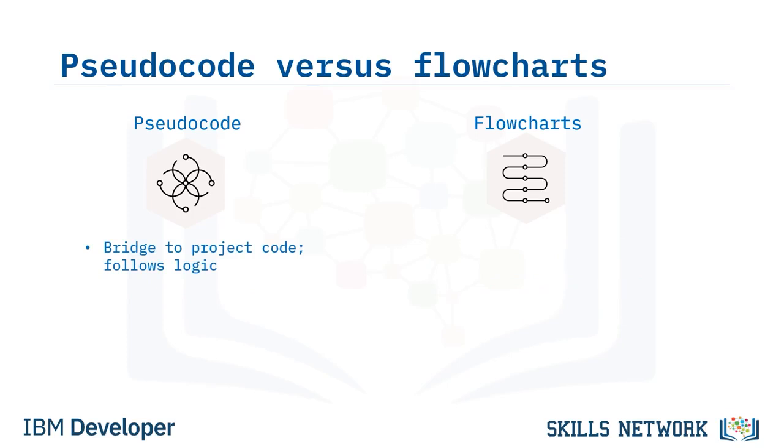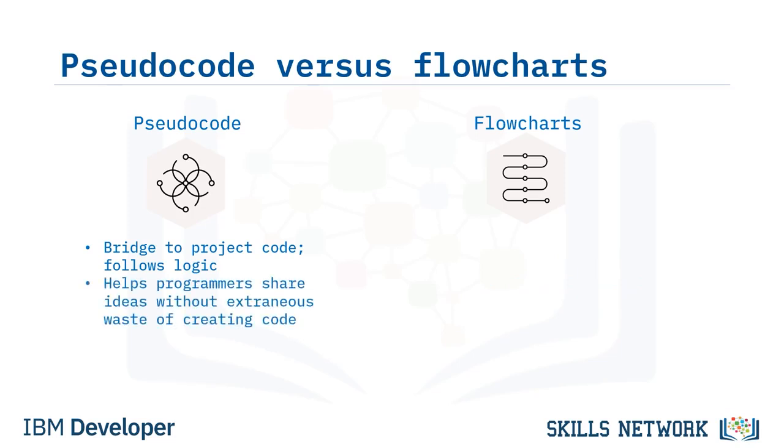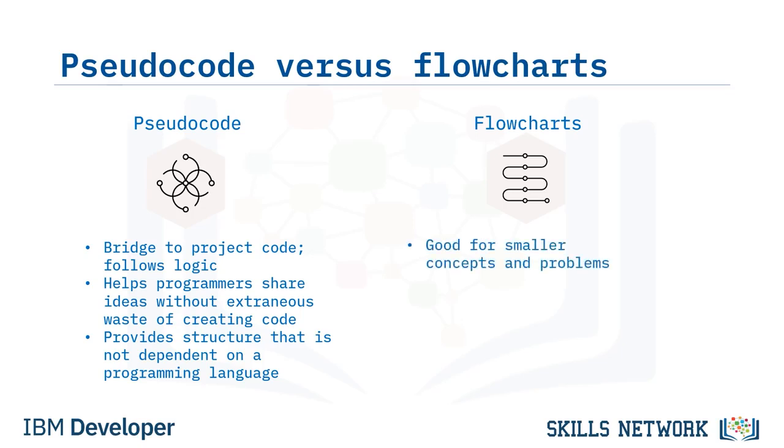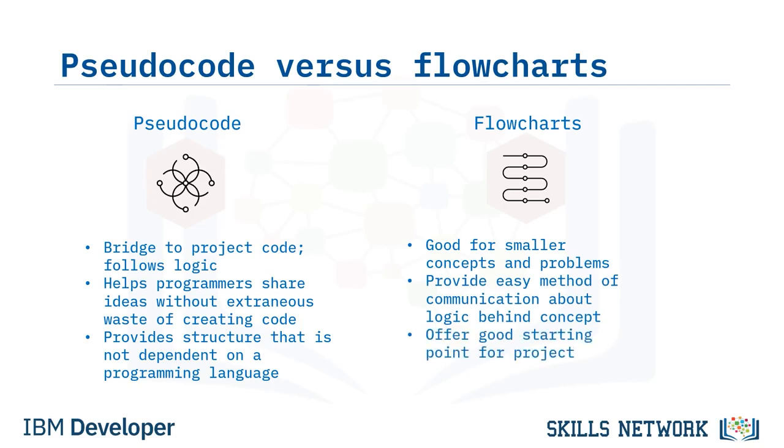Pseudocode provides a beneficial bridge to the project code because it closely follows the logic that the code will. Pseudocode also helps programmers share ideas without spending too much time creating code, and it provides a structure that is not dependent on any one programming language. Flowcharts are especially beneficial for smaller concepts and problems, while pseudocode is more efficient for larger programming projects. And flowcharts provide an easy method of communication about the logic and offer a good starting point for the project because they are easier to create than pseudocode in the beginning stages.